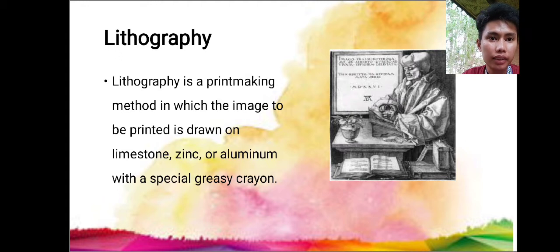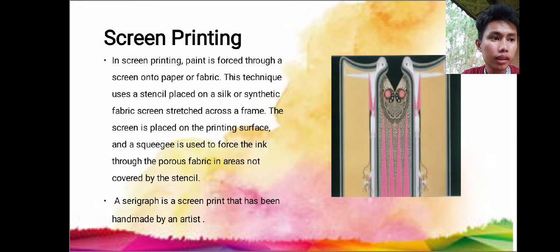Next is lithography. Lithography is a printmaking method in which the image to be printed is drawn on limestone, zinc, or aluminum with a special greasy crayon. So this is the example picture. Next is screen printing. In screen printing, paint is forced through a screen onto paper or fabric. This technique uses a stencil placed on a silk or synthetic fabric screen stretched across a frame.